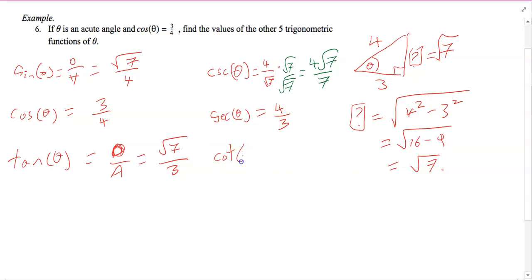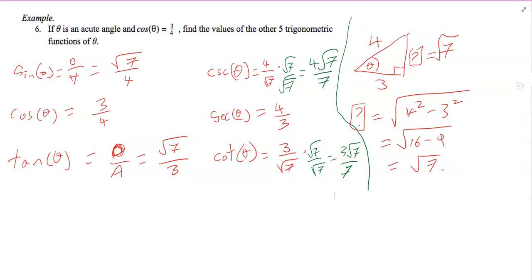Cotangent of theta, which is the reciprocal of tan theta: we flip the radical 7 over 3 to become 3 over radical 7, and then we rationalize it to get rid of the radical in the denominator. So that's times radical 7 over radical 7. That would be equal to 3 radical 7 over 7. So there go your trig functions for that triangle.